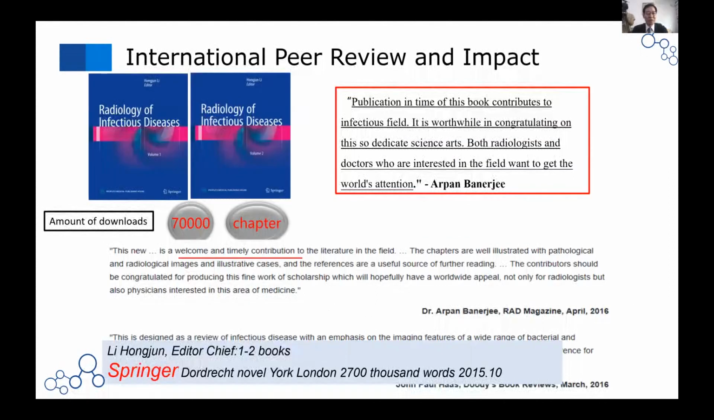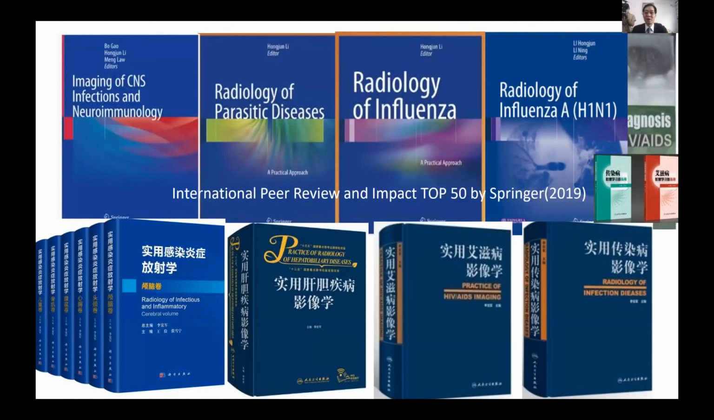Other books, Radiology of Infectious Disease. After publication, internationally famous professors wrote book reviews, with commendation to radiologists in the world. Other books were published by Springer and PMPH.